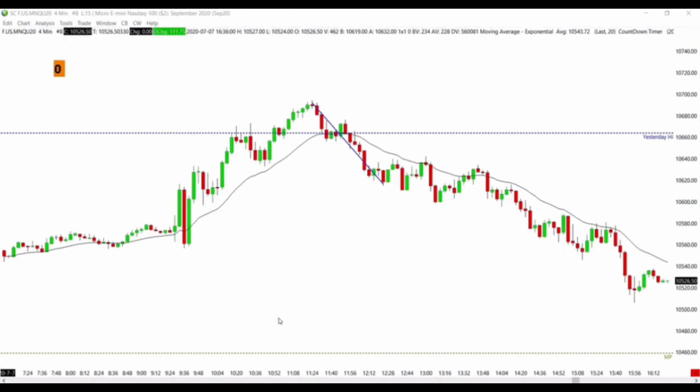Okay, so let's go to the engulf trap. This is something that I learned just by studying the markets. You're not going to really find this in the textbooks at all. I just discovered this by studying the markets.